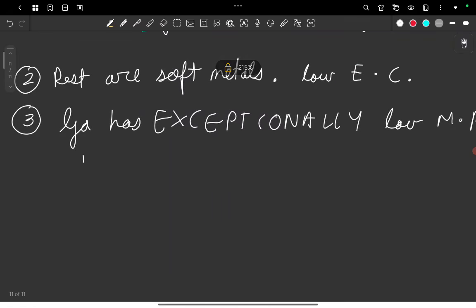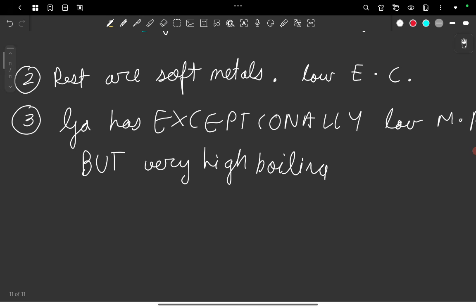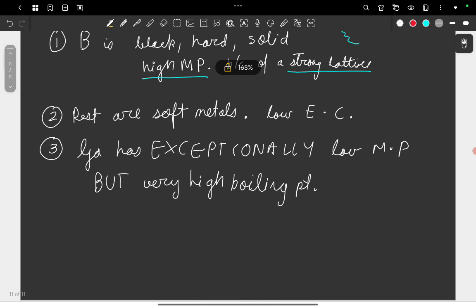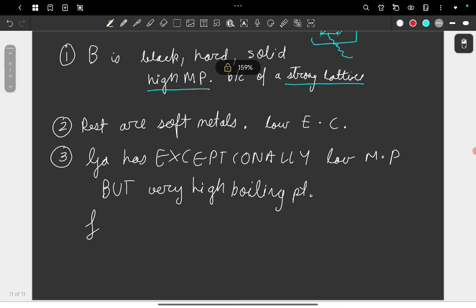But very high boiling point. Now this has an interesting consequence. It has a high boiling point, which means a lot of heat is needed to make it change from a liquid into a gas. But it has very low melting point, which means a very low temperature is needed to make it from a solid to a liquid, which means gallium has a long liquid life.